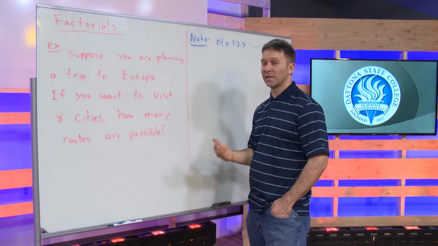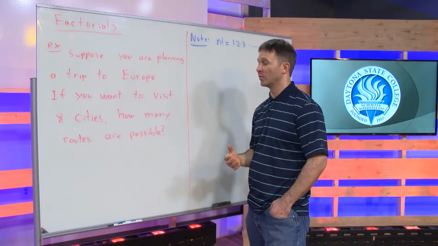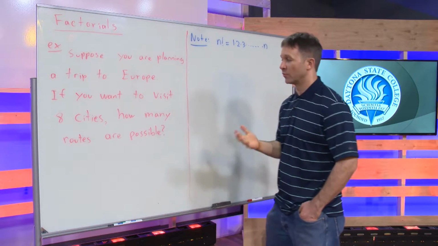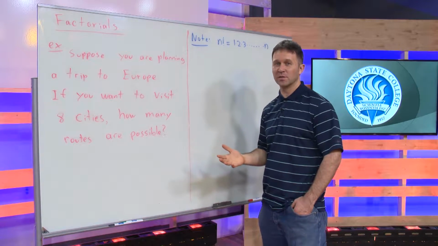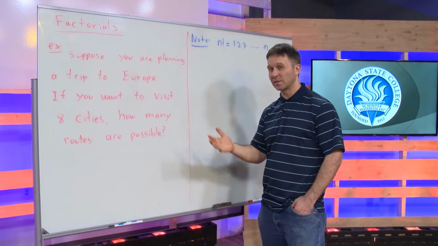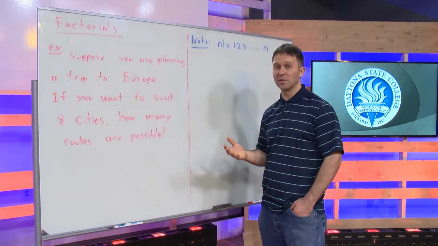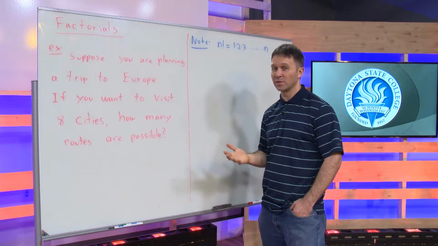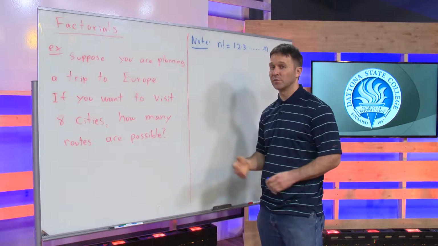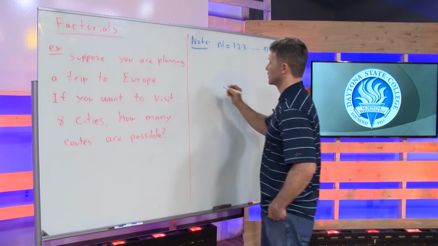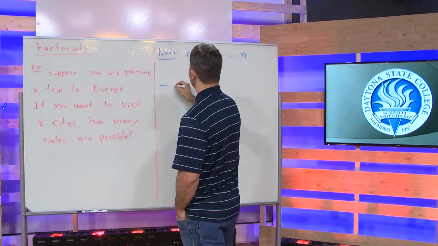Okay, so let's think about this. There's 8 cities you want to go to, and you want to visit all 8 of them. So the first city you visit, there's 8 choices. Then after that city is out of the way, there's 7 more cities left, so there's 7 cities to choose from for the second city. Okay, so let's look at this.